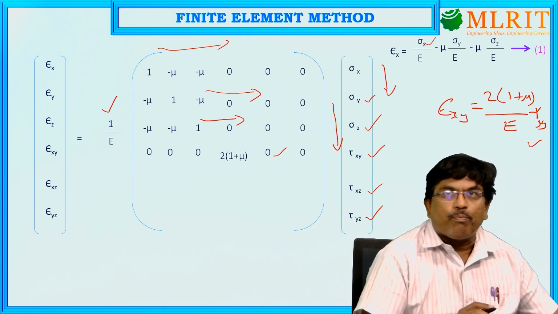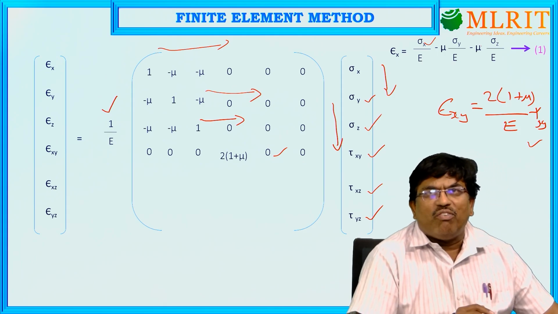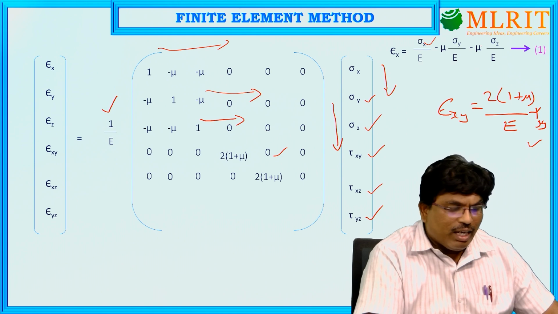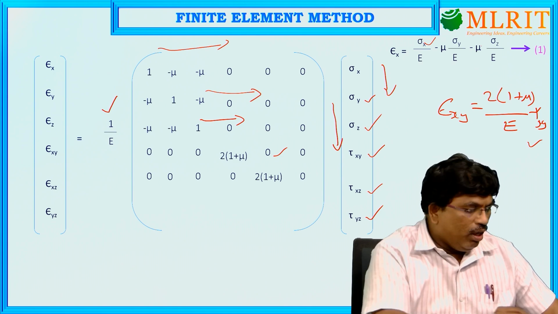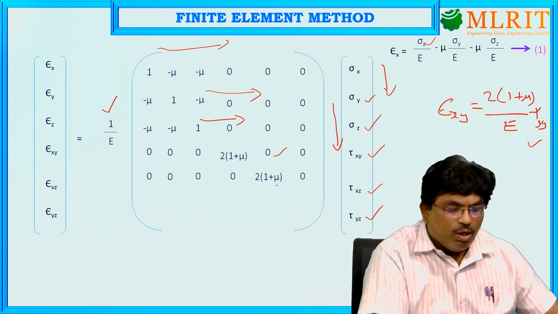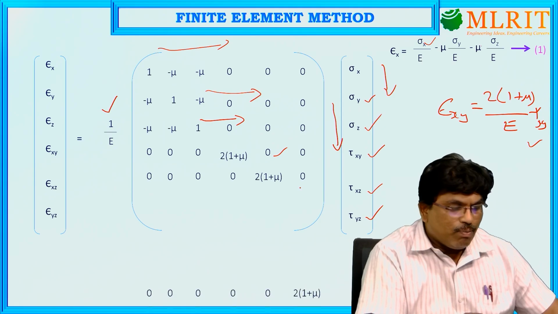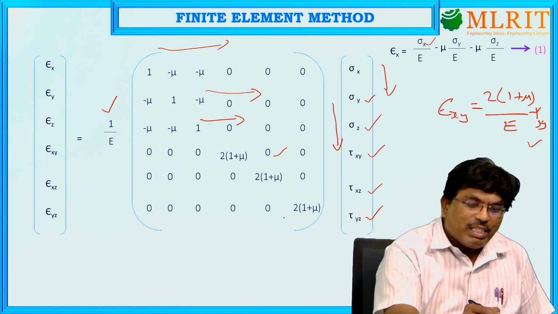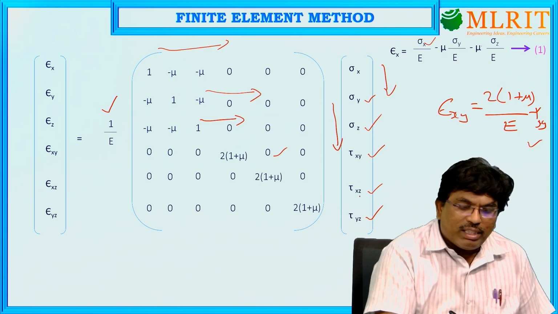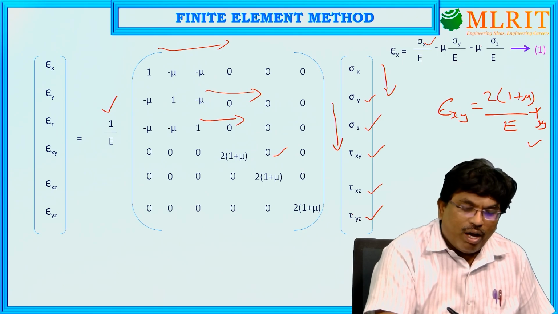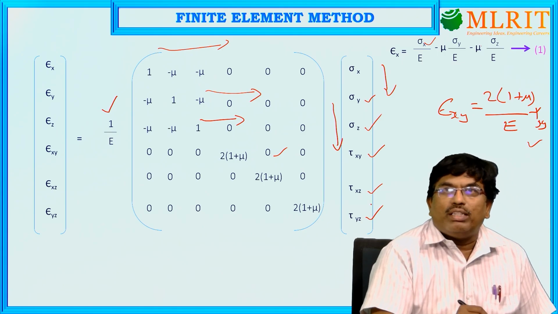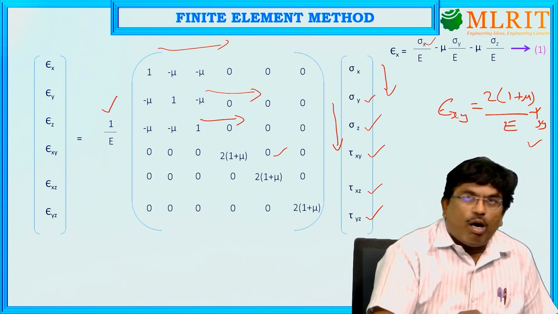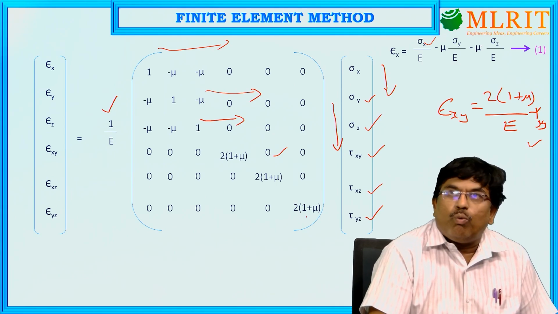Similarly, you have to apply this for the other fifth and sixth equations. Here you have 0, 0, 0. For the equation with tau xz, you have only 2 into 1 plus mu. And similarly, for the last equation, all are zeros. Why? Because sigma x, sigma y, sigma z, tau xy, tau xz have 0 coefficient. Only we have tau yz, which has the coefficient 2 into 1 plus mu by E. So 1 by E is taken common, and the remaining is 2 into 1 plus mu.